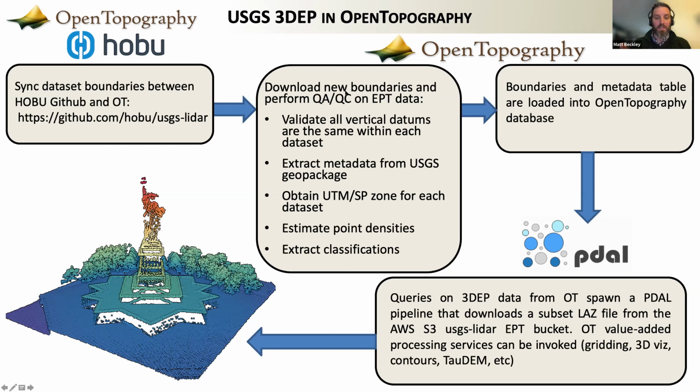And what that does is spawn a PDAL query. And so that PDAL query goes to that Amazon bucket and extracts the LiDAR data for that region, and then returns an LAS or LAZ. And then once we have that, we can do all kinds of our secondary products, like create 3D point cloud visualizations, which is what you see here with the Statue of Liberty. This is visualized in the Potree 3D visualizer that is accessible through OpenTopography.